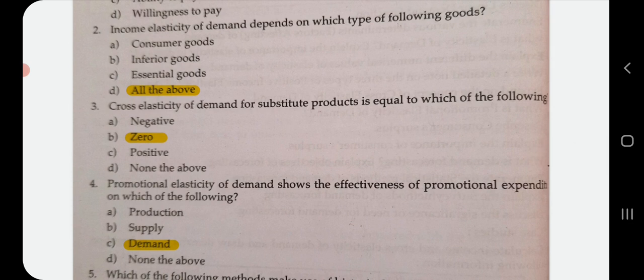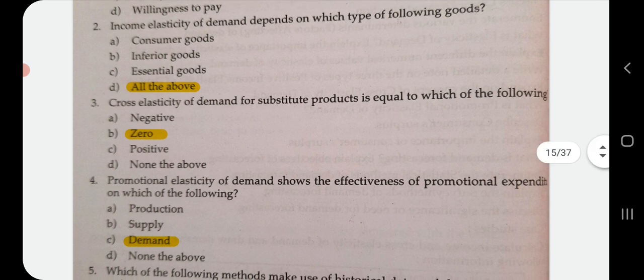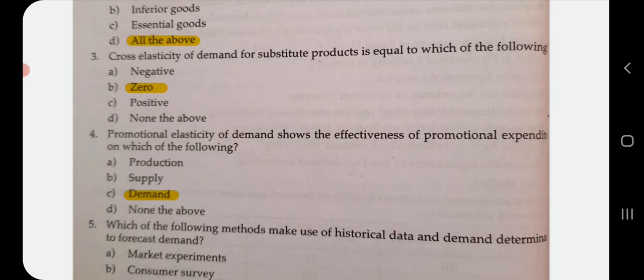Then third question, cross elasticity of demand for substitute product is equal to which of the following? And answer is 0. B is the correct option. Fourth question, promotional elasticity of demand shows the effectiveness of promotional expenditure on which of the following? And the answer is demand.